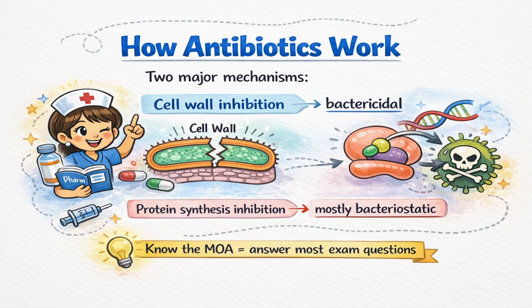Antibiotics work by targeting the structures of bacteria that they need to survive. In this section, we're focusing on cell wall inhibitors, which weaken the bacterial cell wall, causing the bacteria to rupture and die. These medications are bactericidal, meaning that they kill the bacteria rather than just slowing growth.